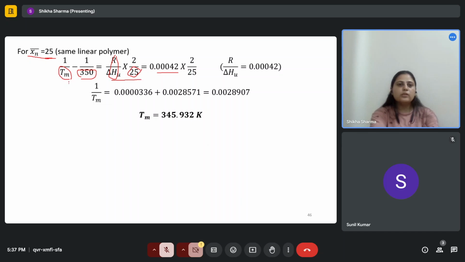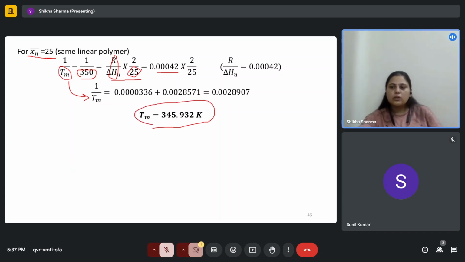Everything is known, but Tm, the melting temperature when the xn bar equals 25, is not known. So we can just simplify and we get 345.932 Kelvin as the melting temperature of the polymer when the number average degree of polymerization equals 25. Are you following? Can I move to the next question?